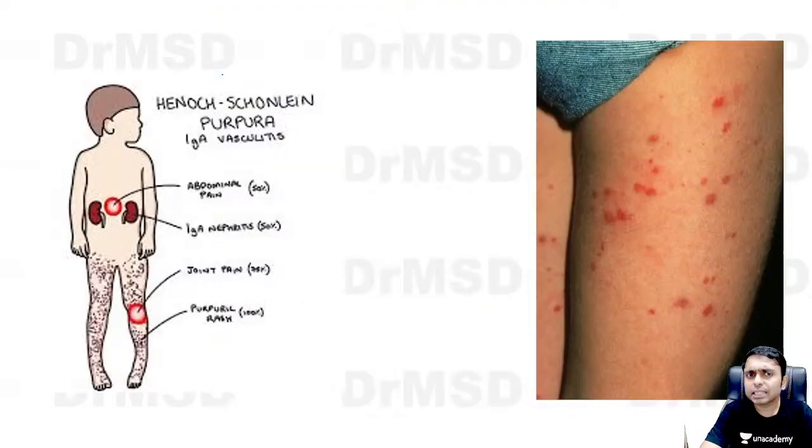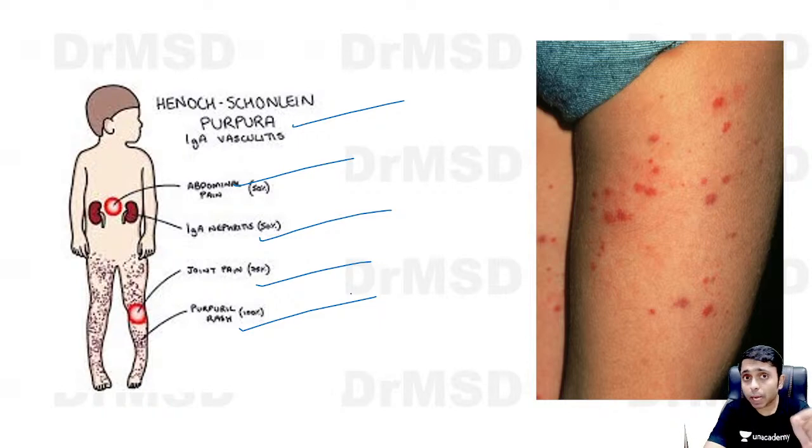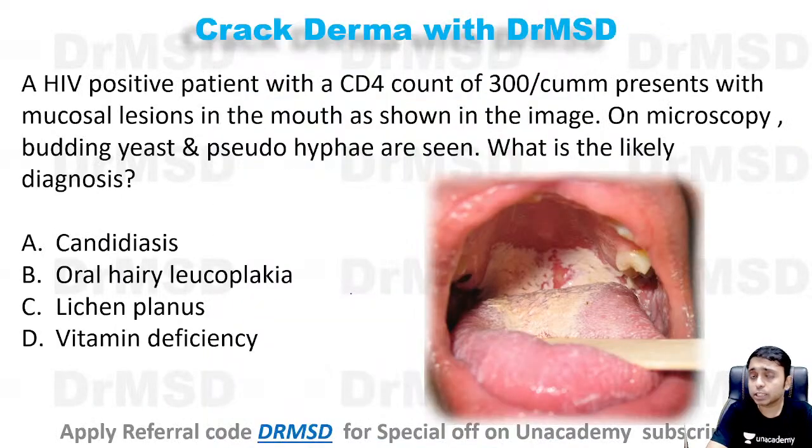The rest of the others, I don't think they are very difficult. Henoch-Schönlein purpura, you all know it's a tetrad, which has abdominal pain, IgA nephritis, joint pain, and also palpable purpura as a rash. It is also called IgA vasculitis. Very, very important to remember.